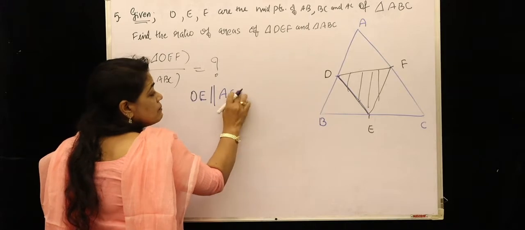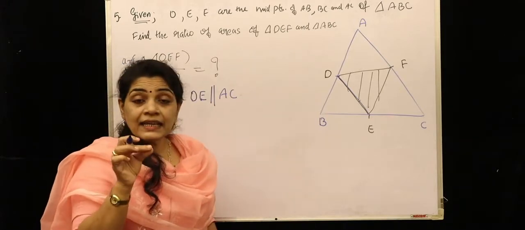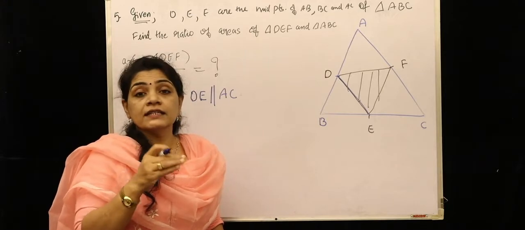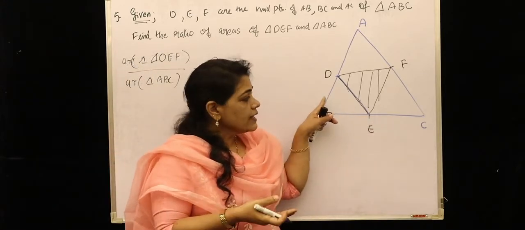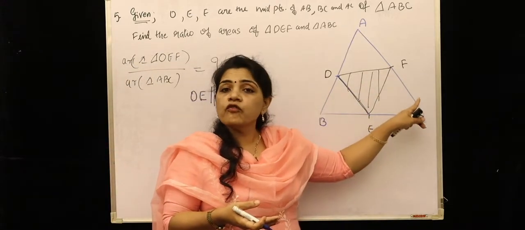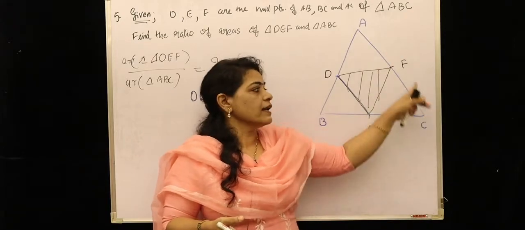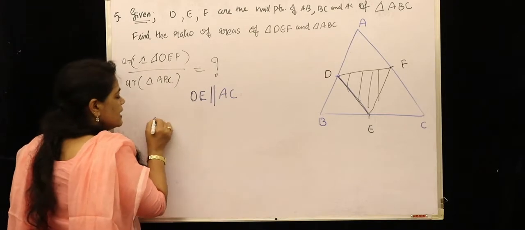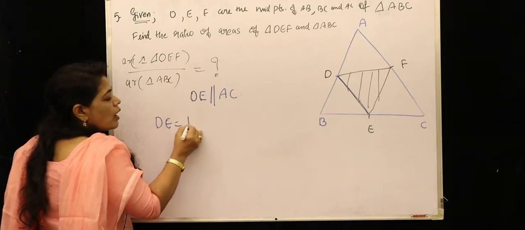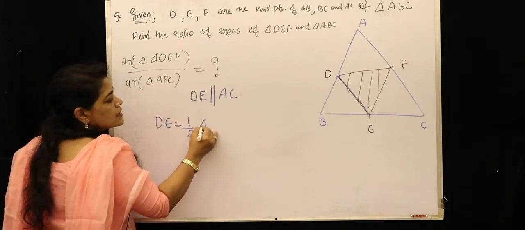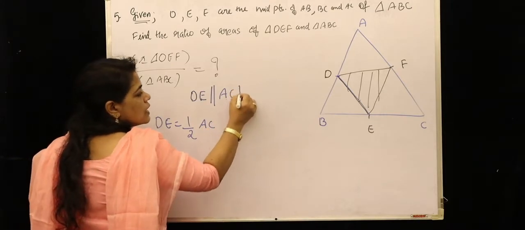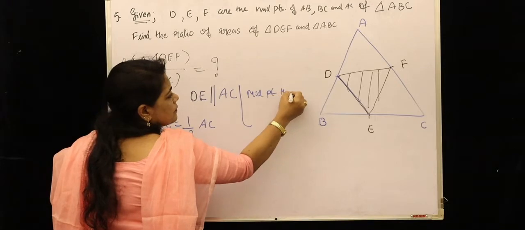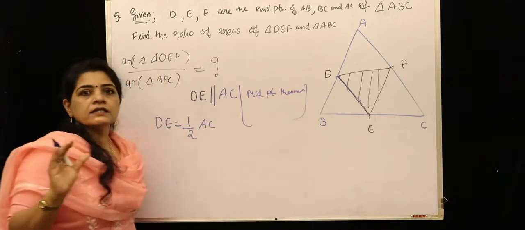Which implies, by the midpoint theorem we can write one more thing relating DE and AC. This line segment is half of AC, the parallel line. So you can write DE equal to half of AC. This is because of the midpoint theorem. Is it clear, children?